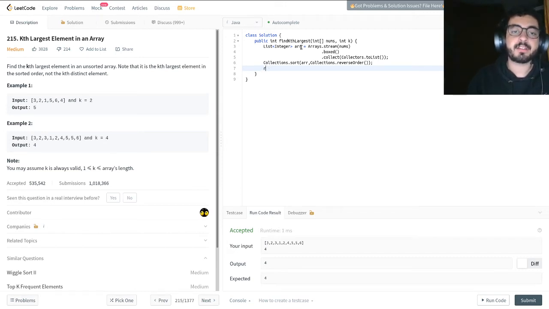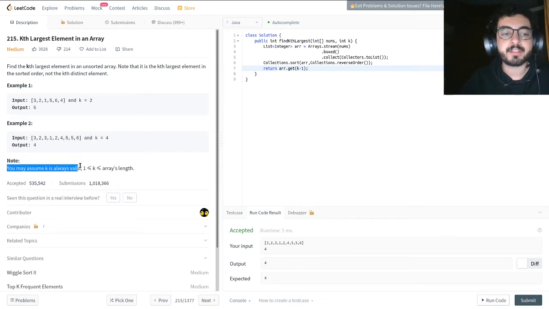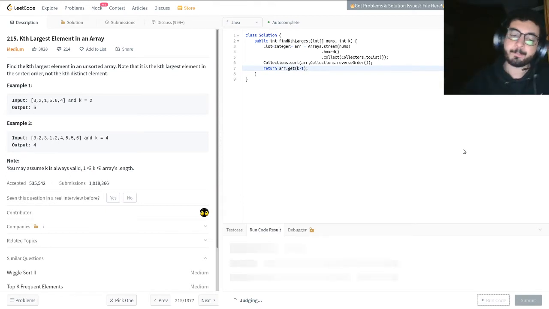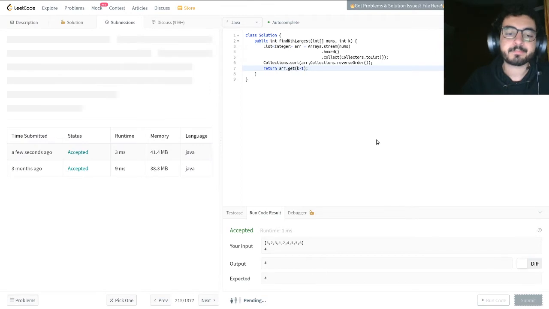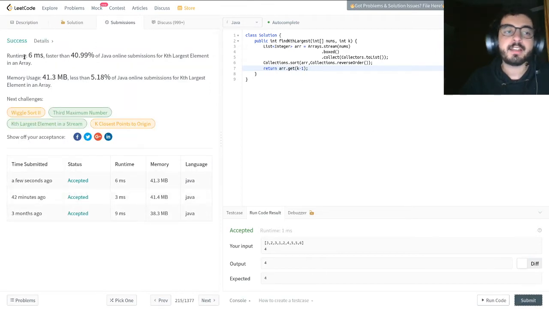So let's just return array.get(k minus 1). In the problem statement it says that you may assume k is always valid, k starts from 1 and is at most the array length, so we don't have to validate that k is less than nums.length. Let's just run the code. Okay, it works. Let's submit it, and it works. 6 milliseconds, faster than 40% of Java online submissions.